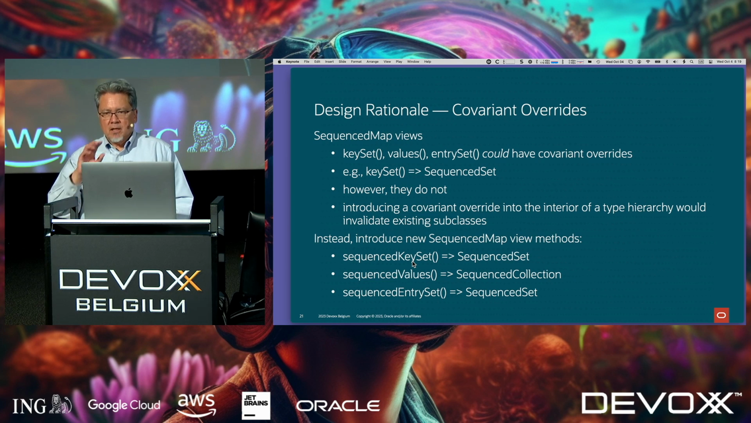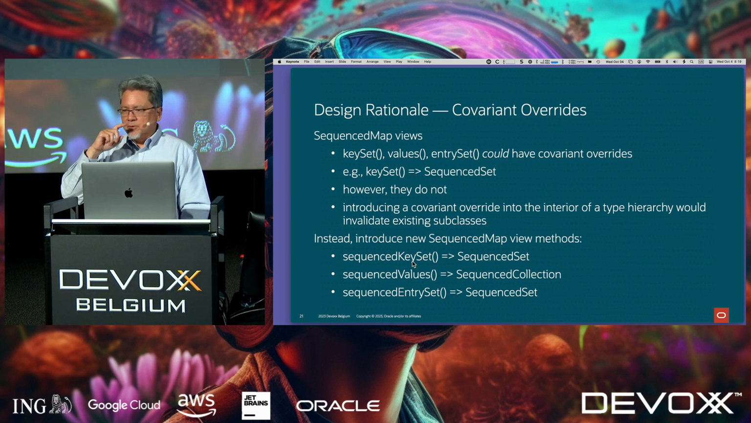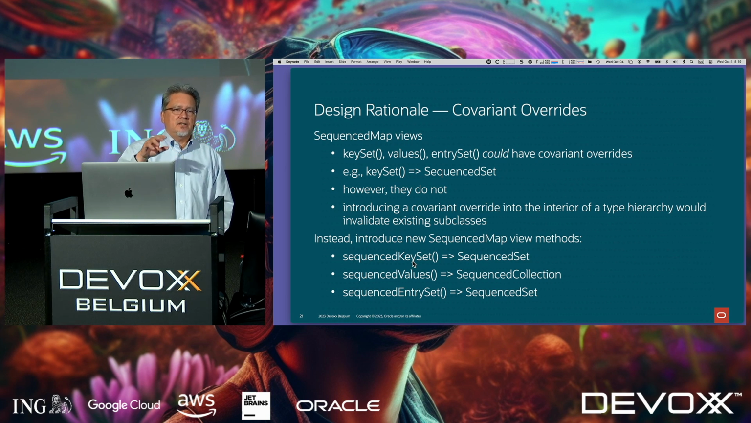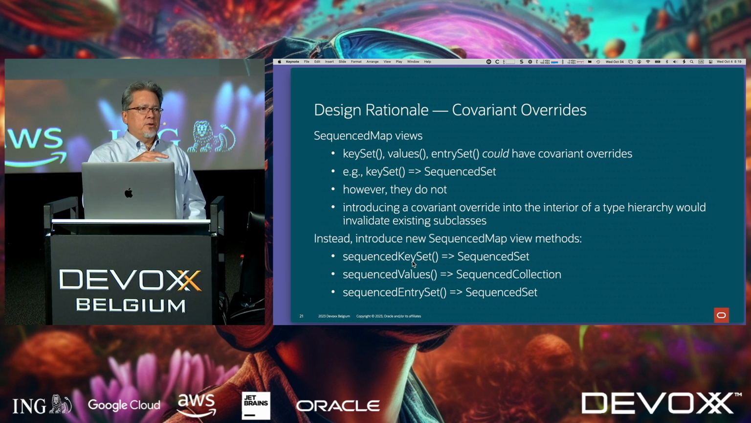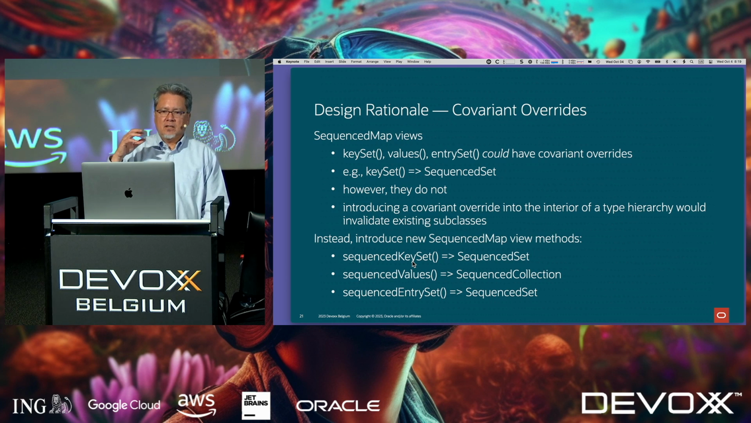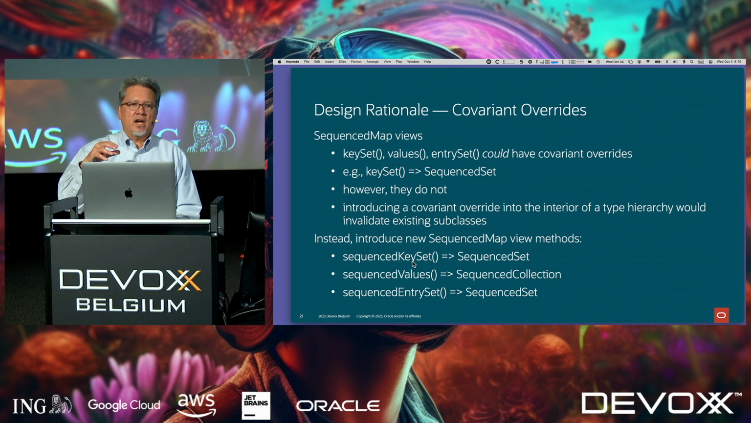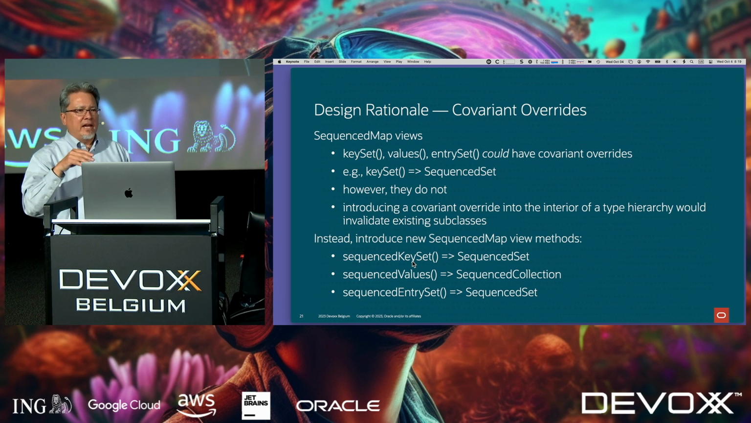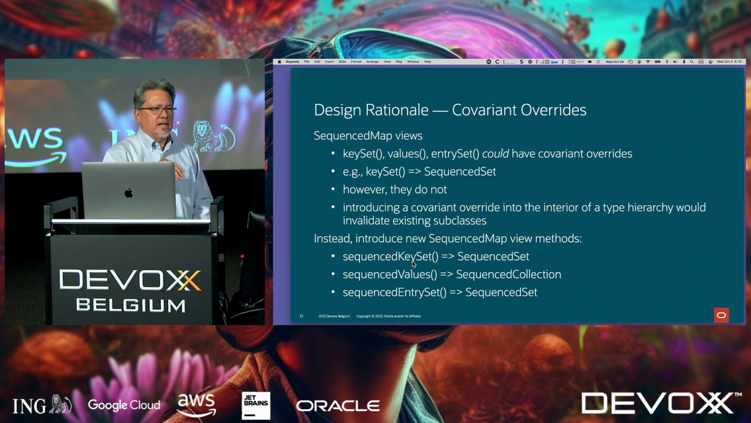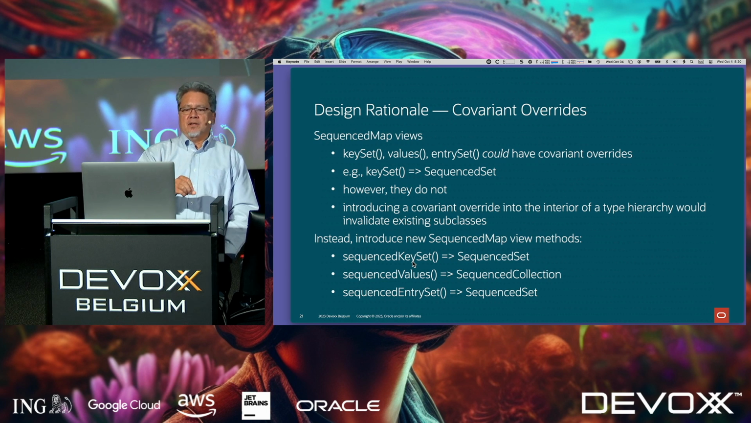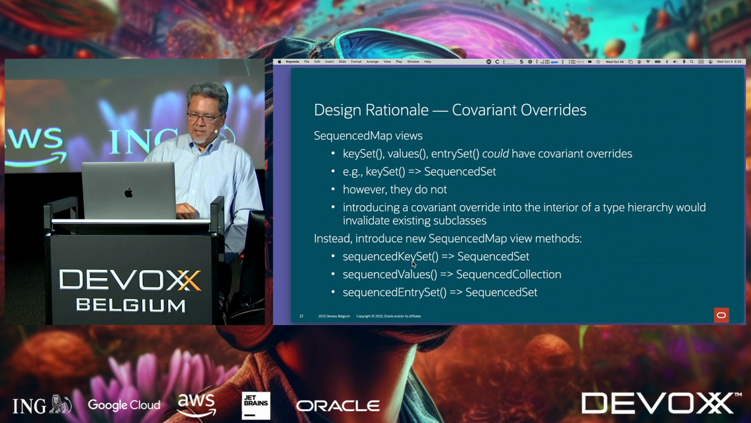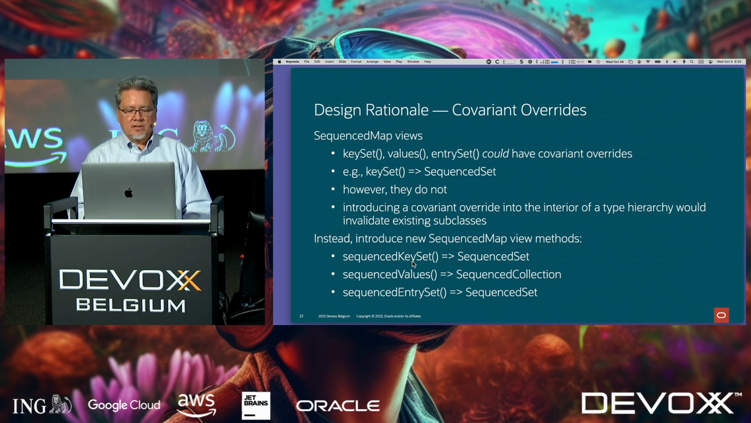You might think that, I was talking about the map views, key set, values, entry set, if you have a sequenced map, maybe those should return a sequenced type. The problem is that there are existing implementations of map out there, including third parties, that override these view methods and do not return the sequenced type. So it would in fact be incompatible if we changed the return type of keySet, values, and entrySet to be sequenced. For that reason, we added three new methods: sequencedKeySet, sequencedValues, and sequencedEntrySet, which do return the sequenced types.